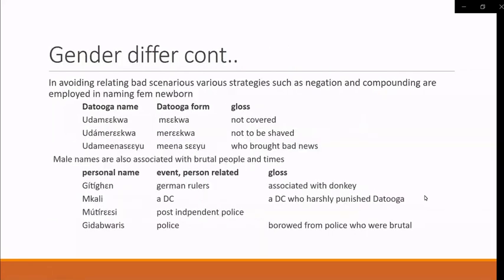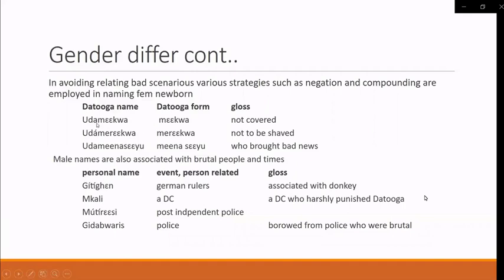Another one is names associated with brutal people. If we can start with these ones here, we have Gitigen, the German rulers. Mkari, this was a DC who harshly punished the Datooga. And Mutres, these were post-independent police who also dealt harshly with the Datooga people and the police themselves. These are borrowed from Swahili. All these are masculine names and they cannot be associated with the female, or they cannot be given to female newborns.